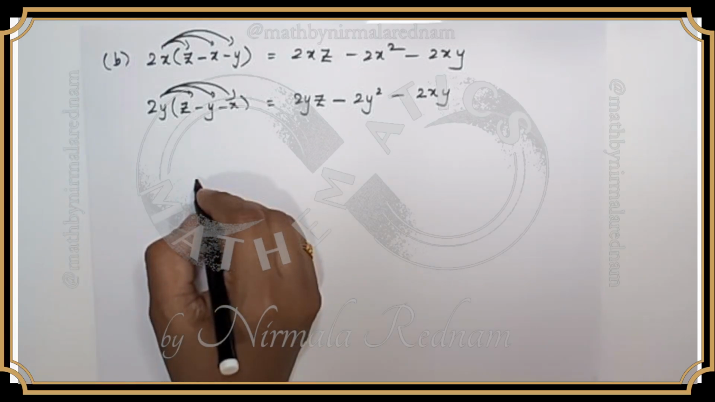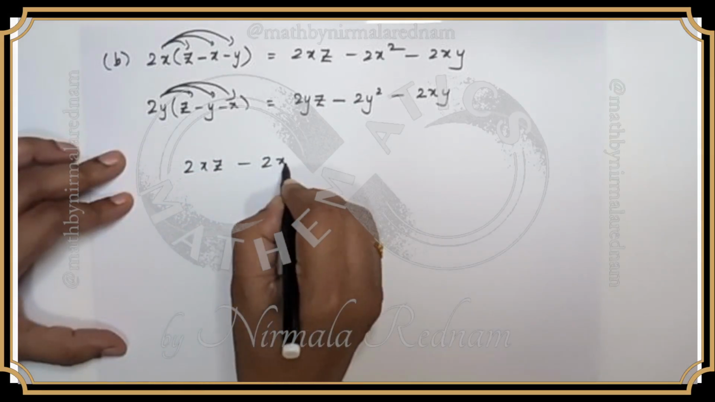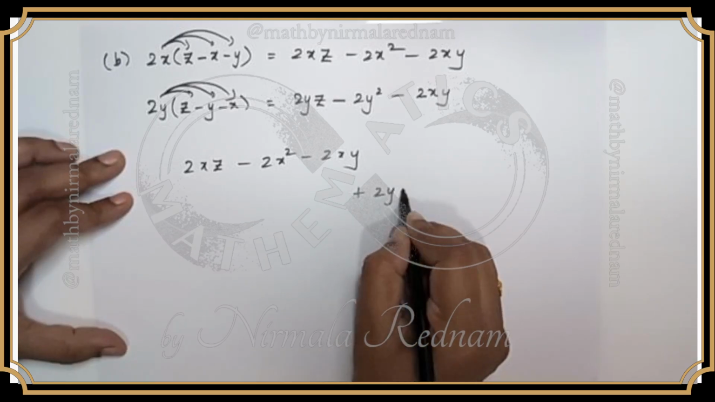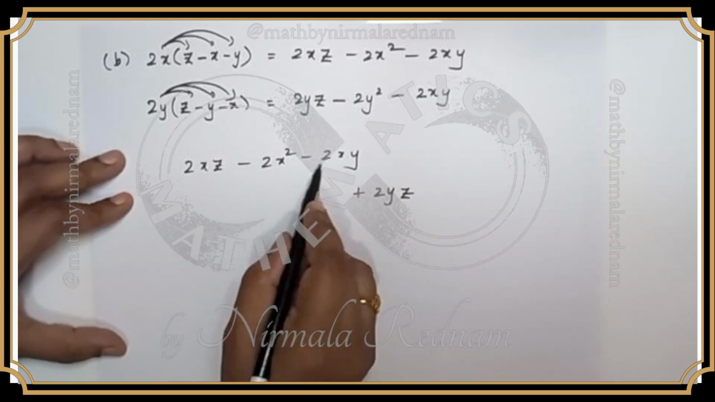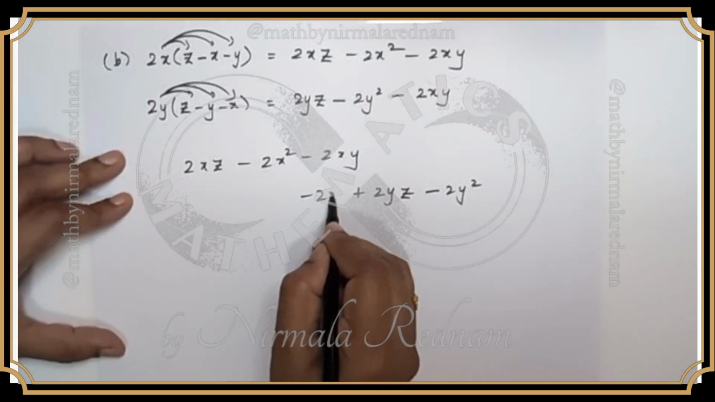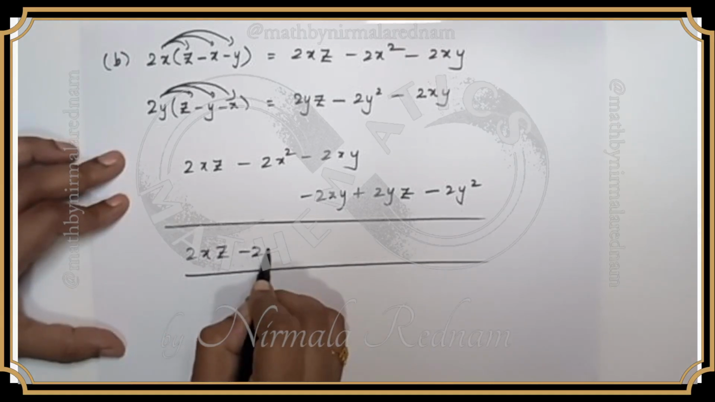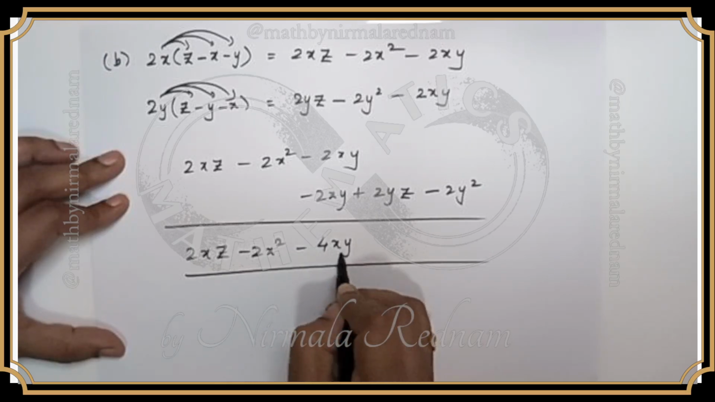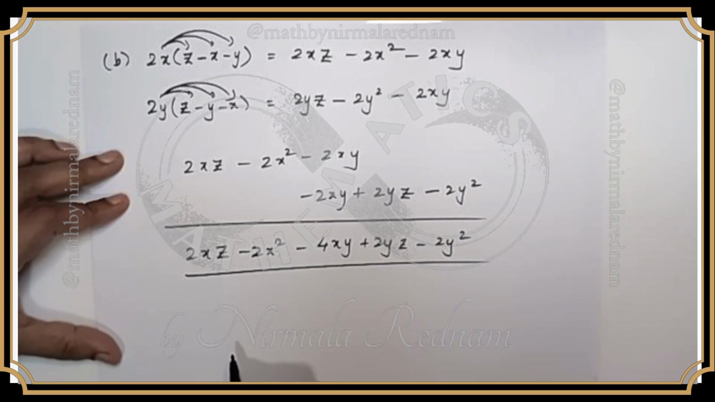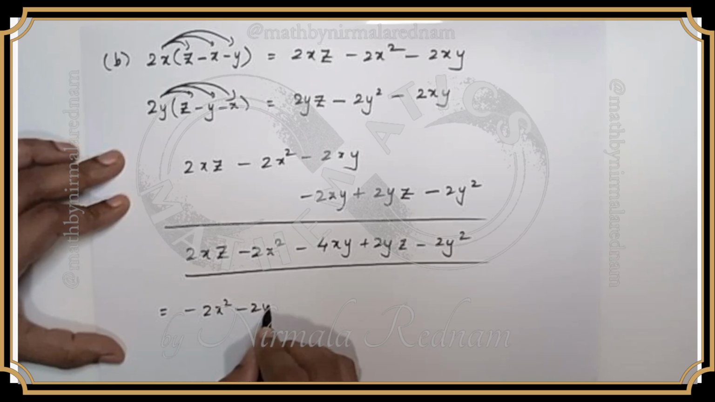So, now I have to align them one below the other. First expression, I am going to write it as it is. I won't rearrange the terms. The second expression, 2yz, you can see there is no 2yz anywhere. Next, y square. Again, there is no y square term. So, minus 2y square in a new column. xy, I have a term here, so I am going to align it with this. Now, I am going to add it. I get 2xz minus 2x square minus 4xy plus 2yz minus 2y square. So, this is my answer and I am going to try to put it in standard form. Minus 2x square minus 2y square.